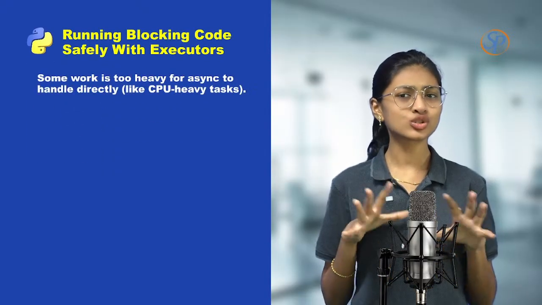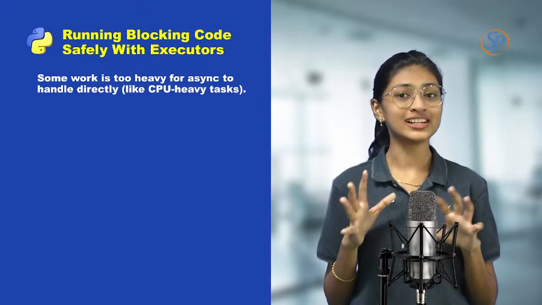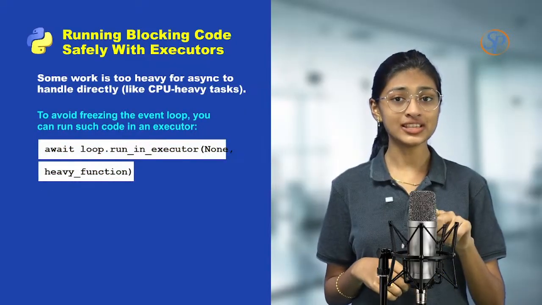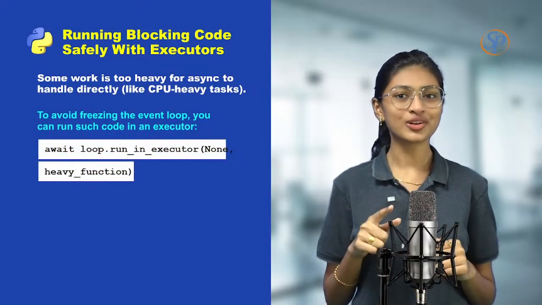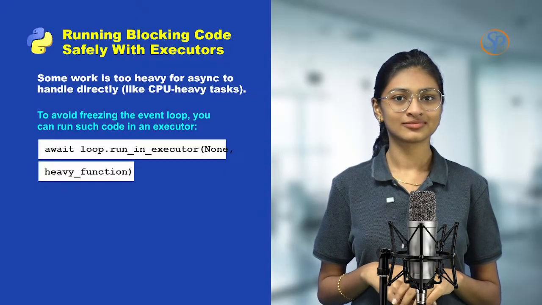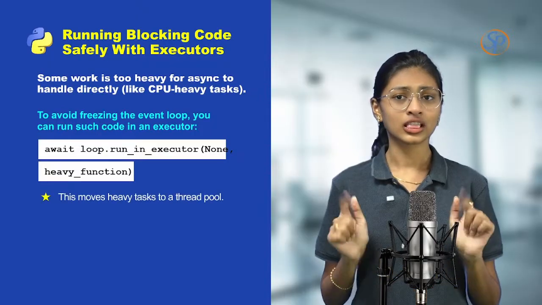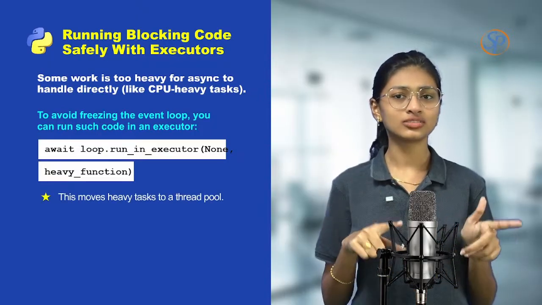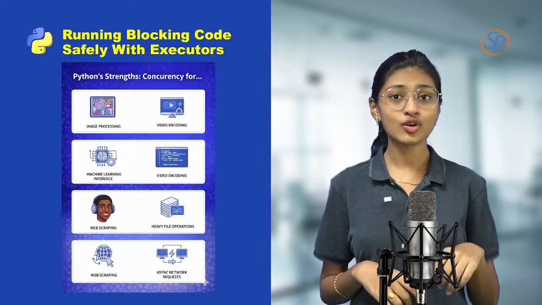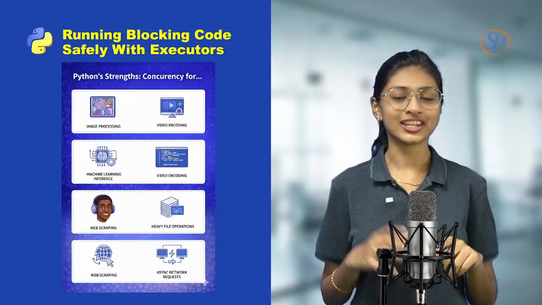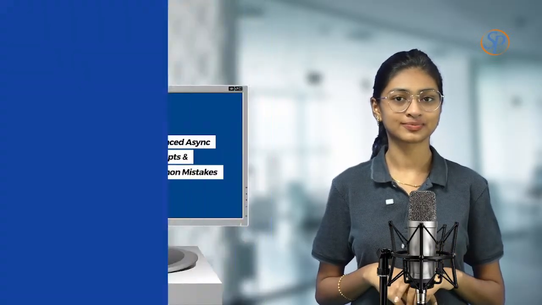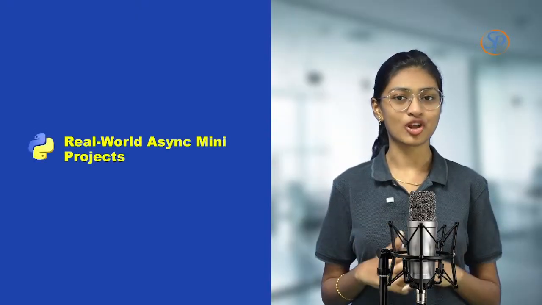Some work is too heavy for async to handle directly, like CPU heavy tasks. To avoid freezing the event loop, you can run such code in an executor. Like this. This moves heavy tasks to a thread pool, like image processing, video encoding, machine learning inference, heavy file operations.